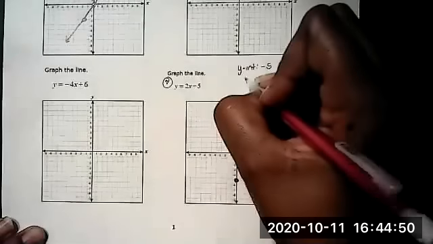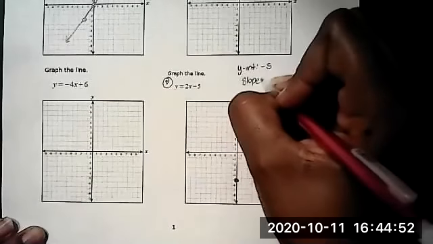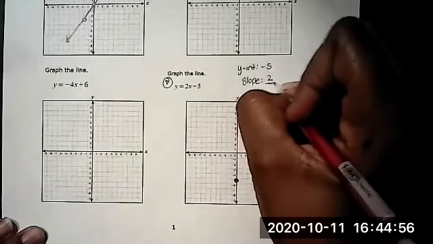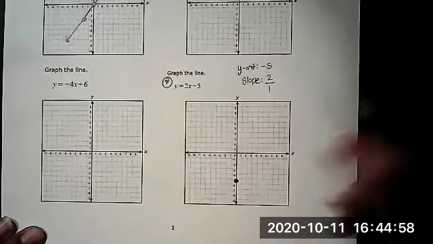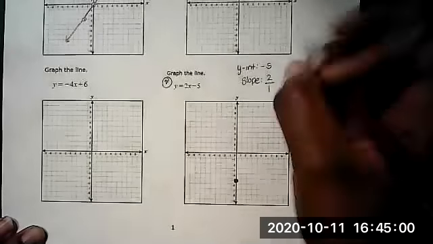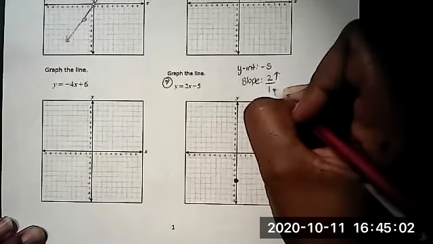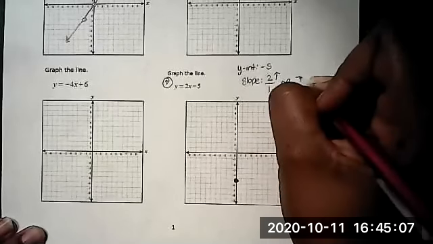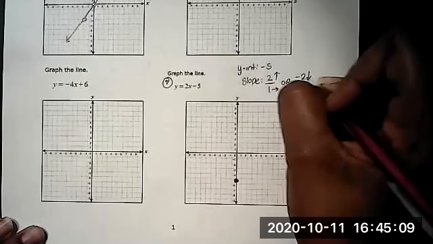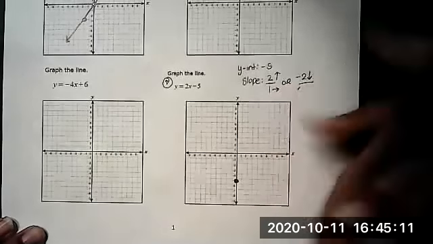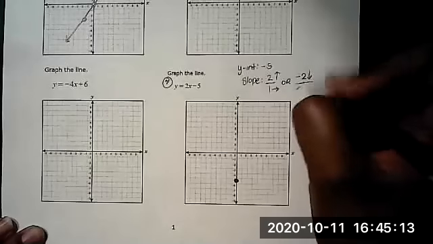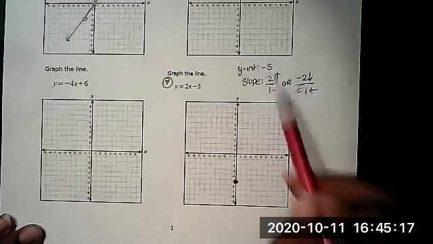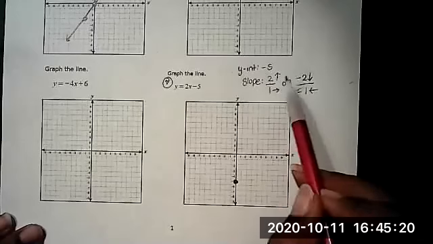Our slope looks like it's 2. So our slope, if it's not a fraction, I'm going to make it a fraction. Okay, 2 over 1, which means up 2, right 1. Or down 2, left 1 is also true. Okay, so the opposite is also always true.